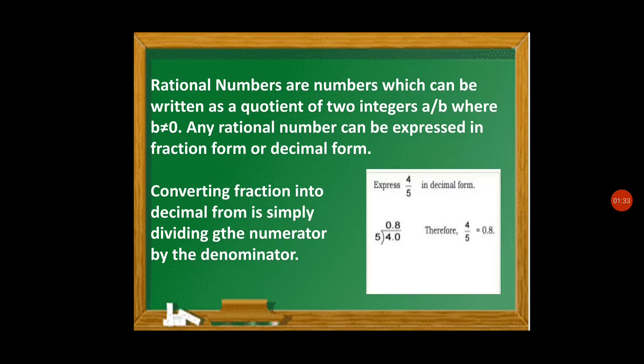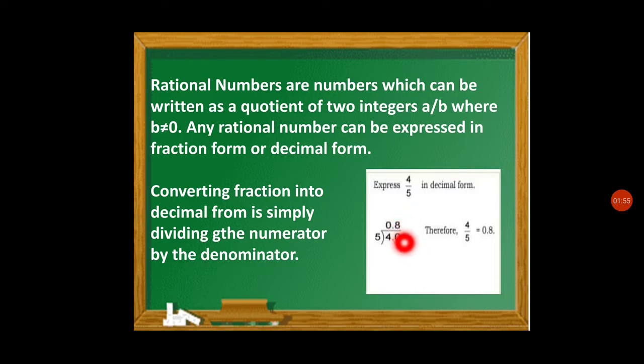Converting a fraction into decimal form is simply dividing the numerator by the denominator. So let us express 4 over 5 in decimal form. Our given here is 4 over 5. We have to divide 4 by 5. So 4 by 5 is equal to 0. Then we have to add a decimal point.